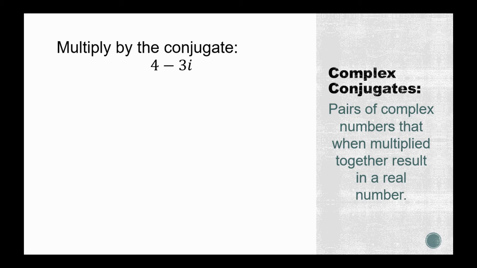So the conjugate of 4 minus 3i would be what? Exactly the same, but different signs. So 4 plus 3i. Conjugate is a word that you need to know.